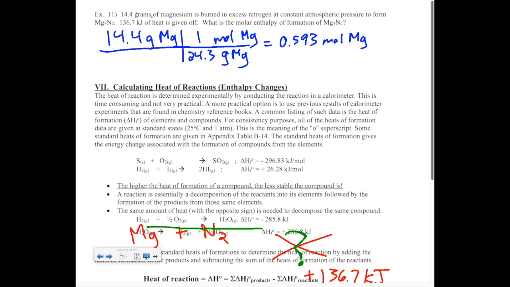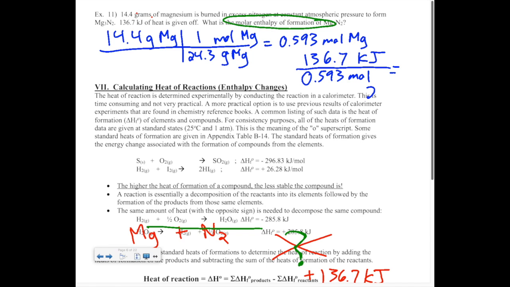It's always a good bet in chemistry to take any gram value and change it to moles. I'll have to take my energy, 136.7 kilojoules, and divide it by my number of moles, 0.593 moles, because I'm looking for my molar enthalpy. My molar enthalpy is going to be in the units of kilojoules per mole. So 136.7 divided by 0.593 is going to be 231 kilojoules per mole.